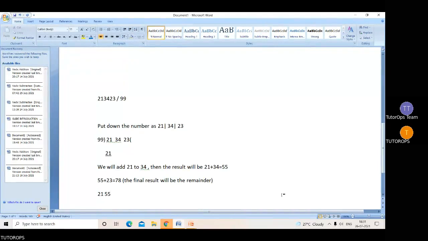So here the first part was 21, the second part was 34. So how much will be the quotient? 21, followed by 21 plus 34, that is 55. So 2155 will be the quotient, and what will be the remainder? The sum of the three parts, that is 21 plus 34 plus 23.